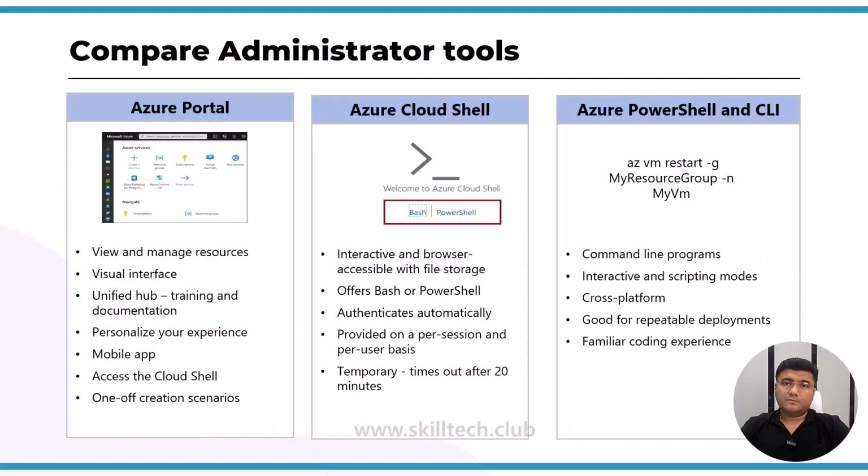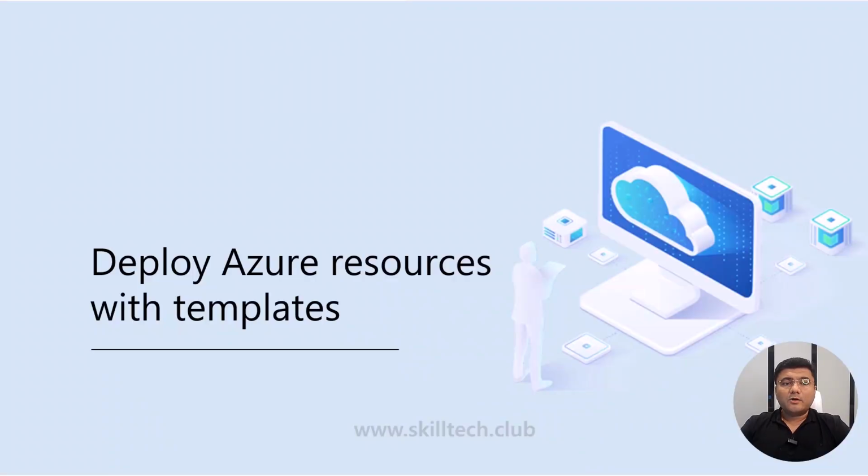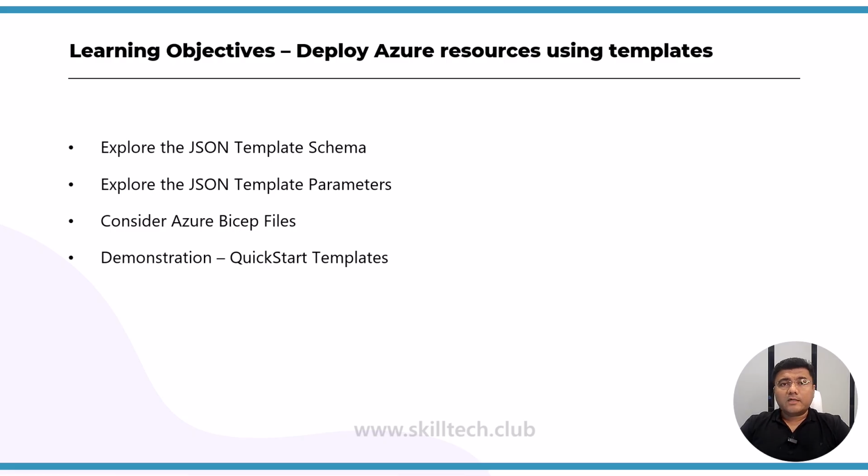Now let's have a look at deployment of Azure resources with templates. If you have ever heard of template names like ARM template, Terraform, Bicep template, or Ansible, these are all examples of infrastructure as code templates. In Azure, we have Azure Resource Manager templates by default, which we are going to discuss in this module. We are going to focus on exploring the JSON template schema of ARM template. We'll explore the template parameters also.